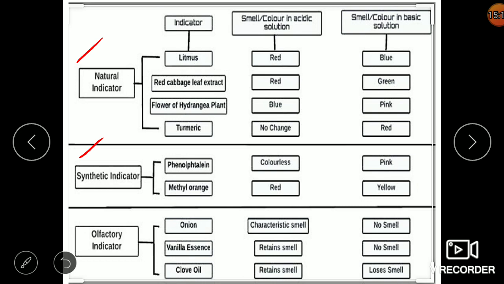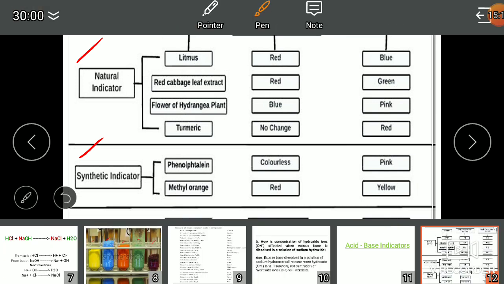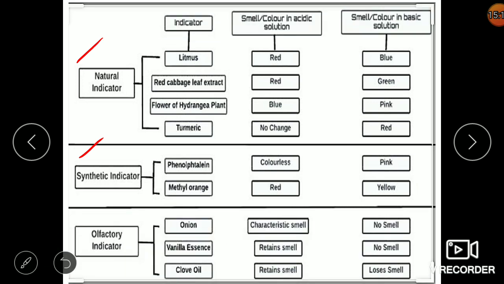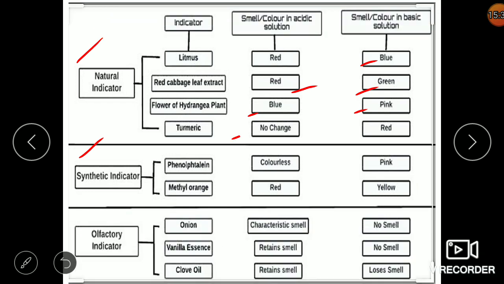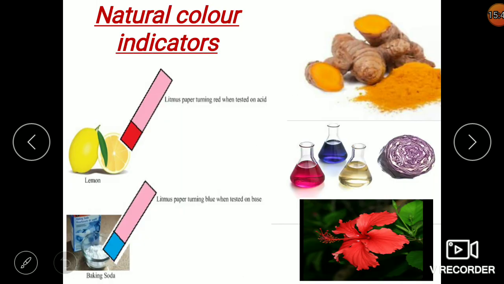So what is the color change? In acidic solution, litmus shows red color, and in basic solution the color changes to blue. Red cabbage extract, red color in acidic solution, green in base. Flower of hydrangea plant, blue in acidic solution, pink in base. Then turmeric, no change in acidic solution, but it becomes red in basic solution. So here are some natural color indicators.